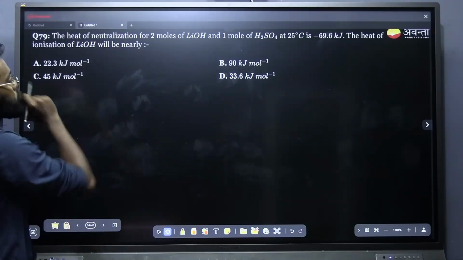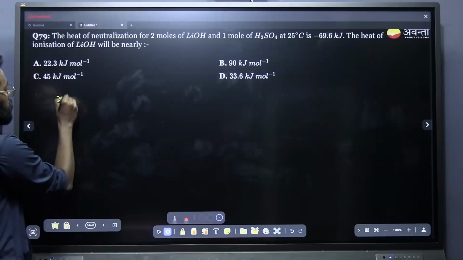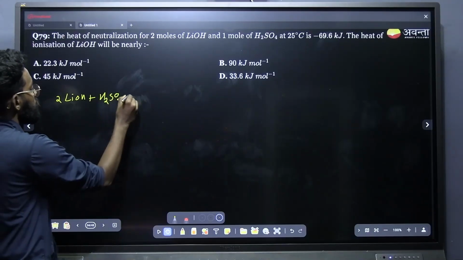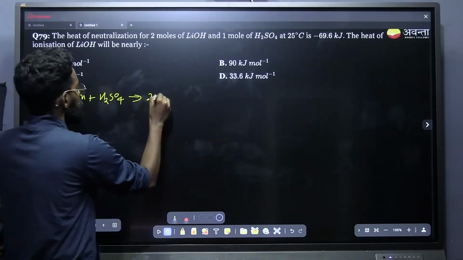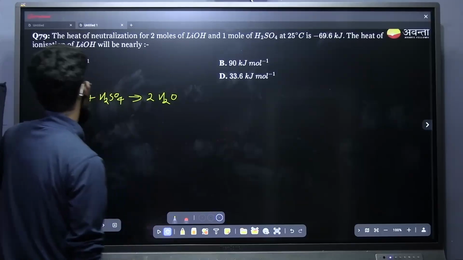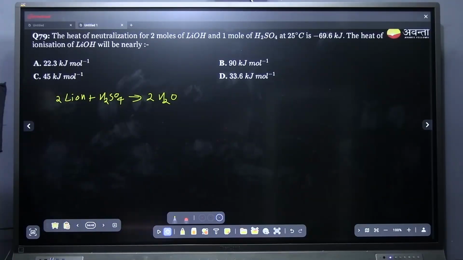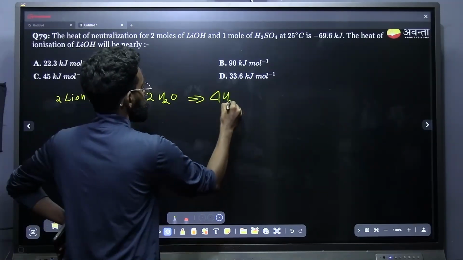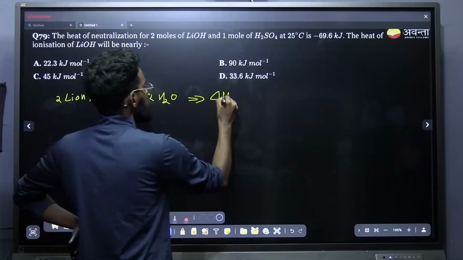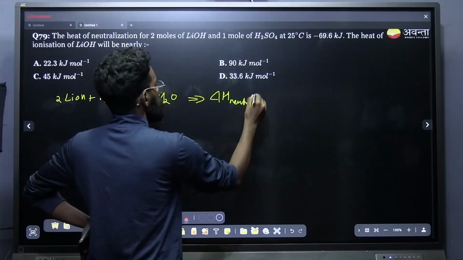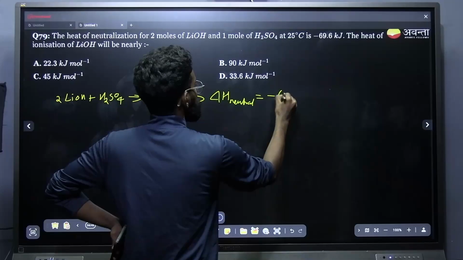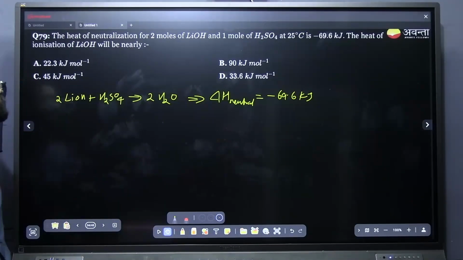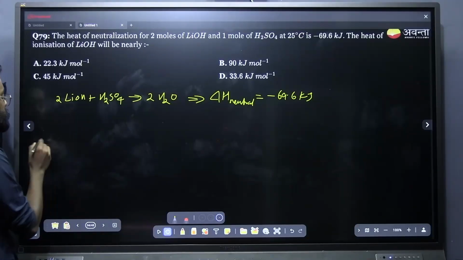Heat of neutralization for 2 mole of LiOH plus 1 mole of H2SO4. What will I be getting? I will be getting 2 mole of water, right? Neutralization means I will be getting 2 mole of water. Now the heat released during this process is mentioned as minus 69.6 kilojoule. But from experimental evidence, we know that the heat of neutralization is fixed.